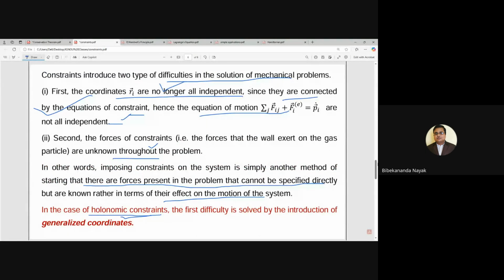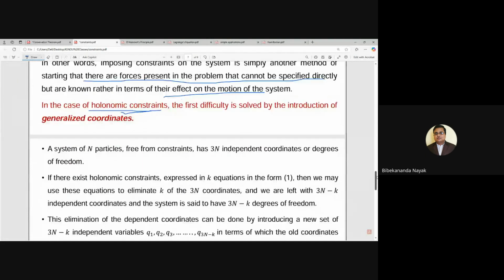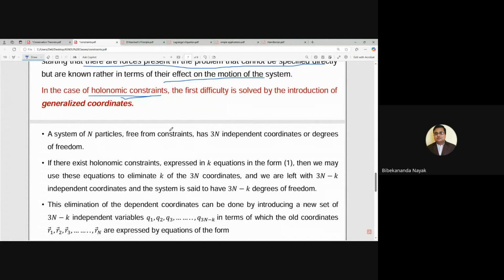So the constraint creates two problems. First problem: all coordinates are no more independent. Second: the force of constraint is unknown throughout the problem. The first problem for a holonomic system can be solved by the introduction of generalized coordinates, and the second problem can be solved by D'Alembert's principle. Okay, go to the first topic, generalized coordinate. What is actually a generalized coordinate?